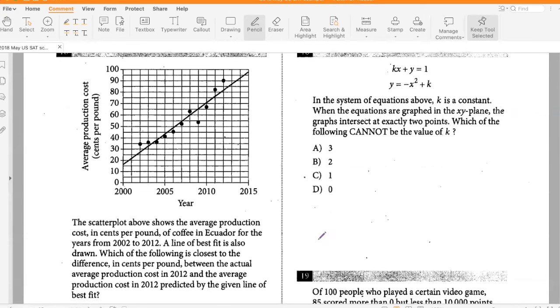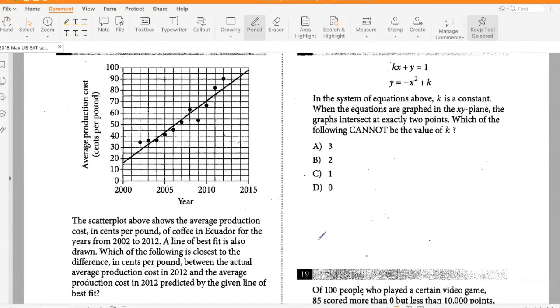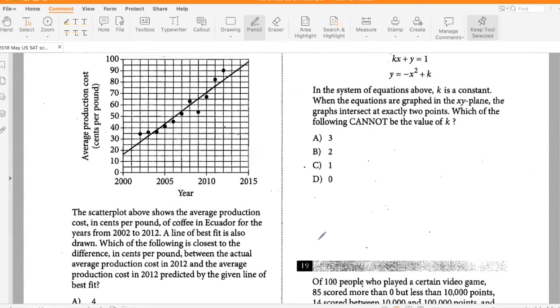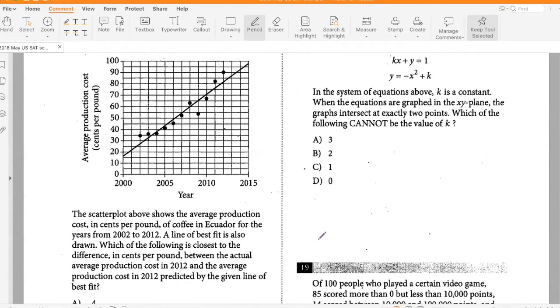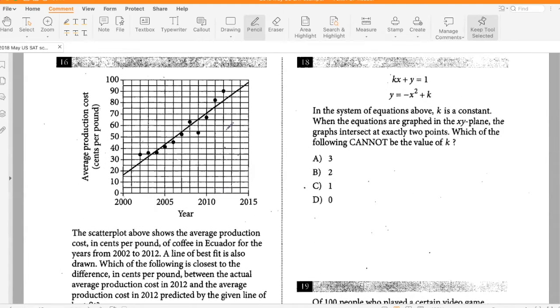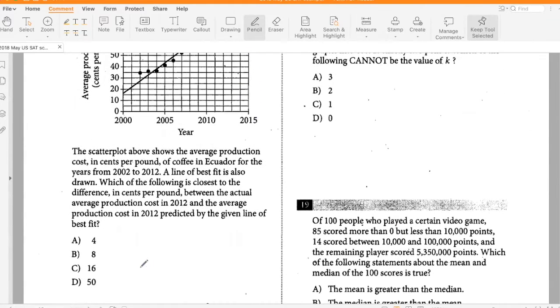The scatter plot above shows the average production cost in cents per pound of coffee in Ecuador for the years from 2002 to 2012. A line of best fit is also drawn. Which of the following is closest to the difference in cents per pound between the actual average production cost in 2012 and the one predicted by the line of best fit? 2012. So actual is 90 and the one predicted is about 83 or 82. So 7. Yeah, 8 is the best answer.